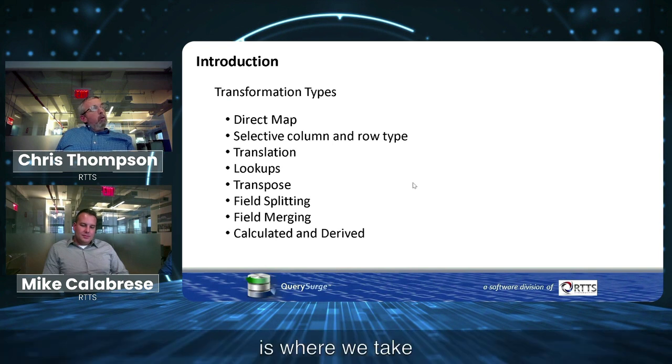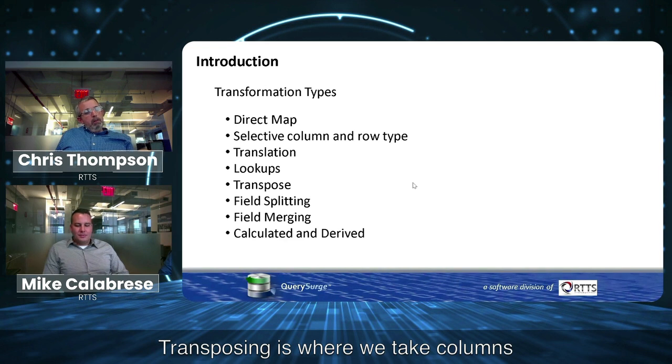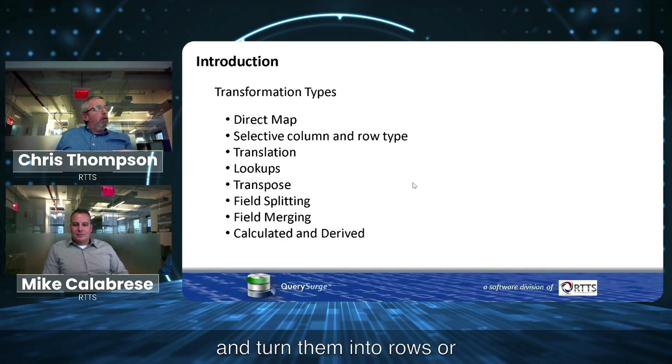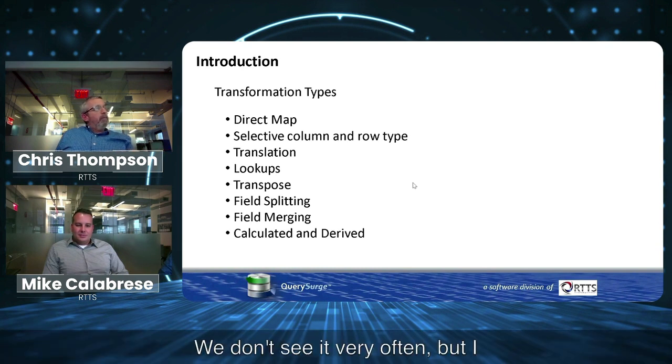Lookups. Lookup is where we take a particular item. It's similar to translation, but we look it up in another table to figure out what the value should be. Transposing is where we take columns and turn them into rows, or rows into columns. We don't see it very often, but I have seen it in the past, so we put it on the list.